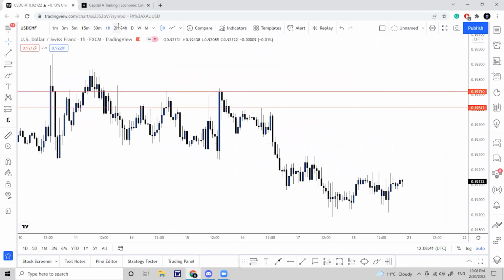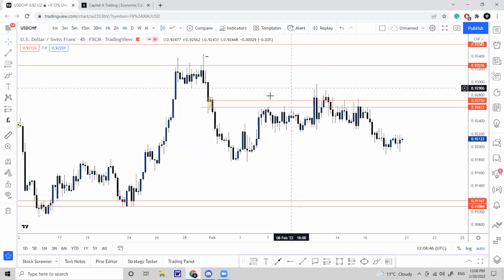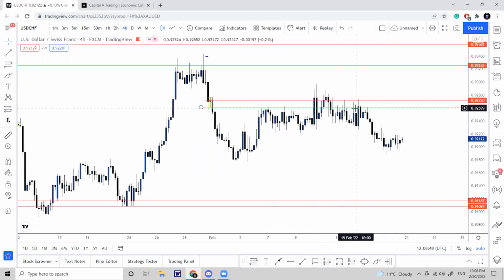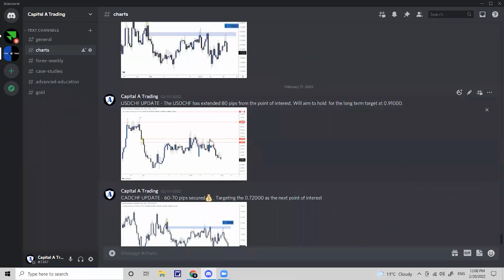Another successful one was the USD Swiss franc. This was mentioned around a week ago, and it was this level here around the 92,600. We've seen price struggling, hitting into it many times, and it started to progress late in the week last week. Again, this was also mentioned inside the Discord channel.